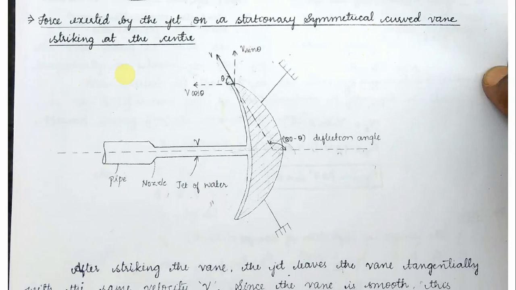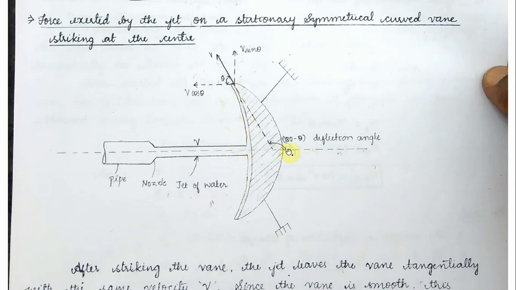Okay, this is one problem. So if this is the pipe and this is the nozzle, and this is the jet of water flowing from that pipe or nozzle, then this is a symmetrical curved vane. If the water is striking or hitting the curved vane at the middle, then what will happen? This is the center line. So these are the curved vanes at top and bottom.